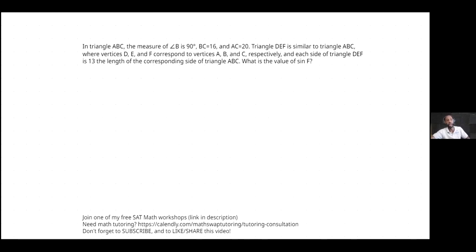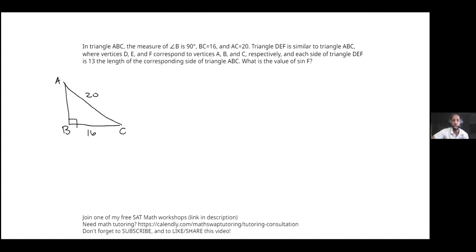All right, so let's read it together. It says in triangle ABC, I'm going to start getting ready to draw a picture because I like to do that. The measure of angle B is 90 degrees, so we have a right triangle. Side BC is 16 and AC is 20. So I know that this is B. Side BC is 16. So this is our triangle here. AC is equal to 20. BC is equal to 16.